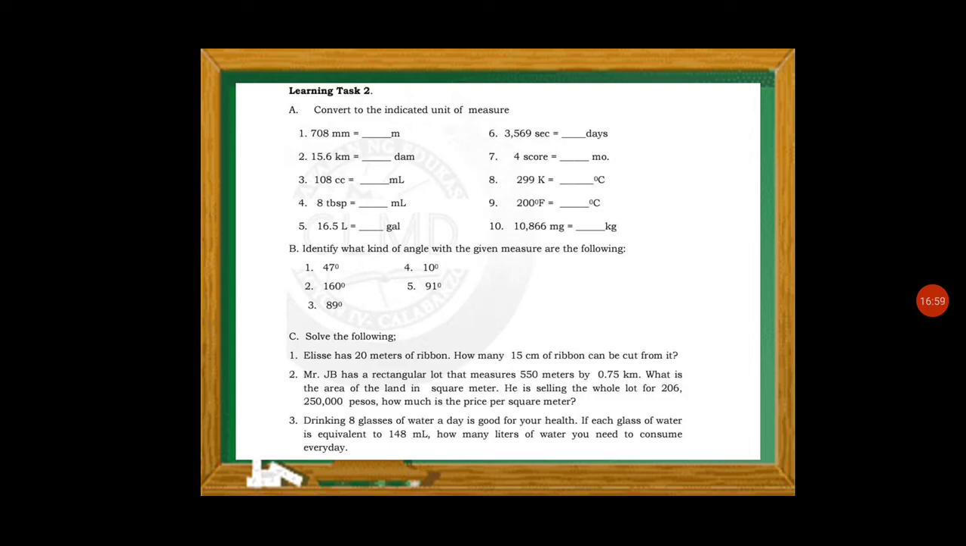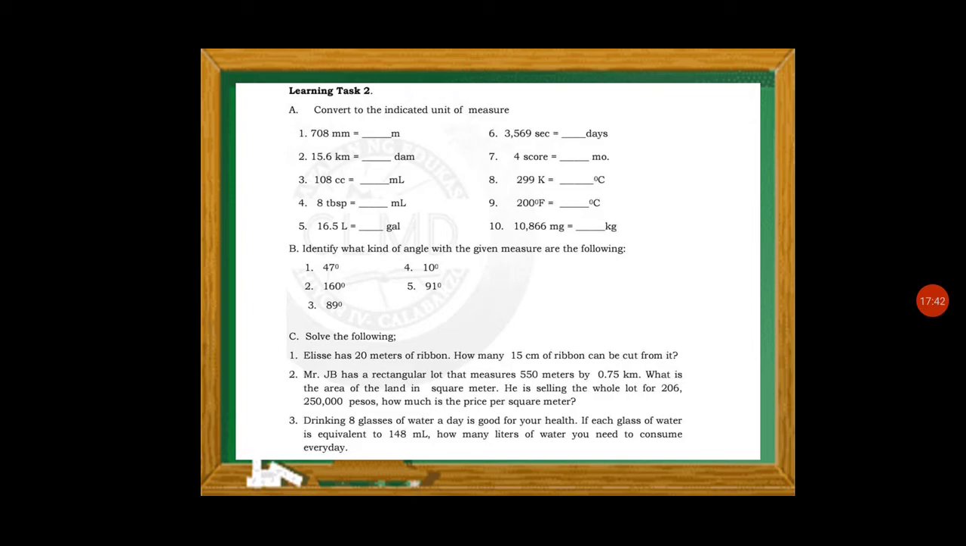For number 9, we have here 200 degrees Fahrenheit, which is equal to degrees Celsius. So what we are looking for now is the degrees Celsius. For this one, the shortcut is Celsius is equal to 0.56 multiplied by the value of the Fahrenheit. So our Fahrenheit here is 200 minus 32. So 200 minus 32 is 168. 168 times 0.56.